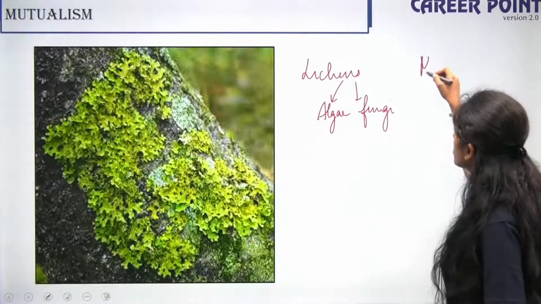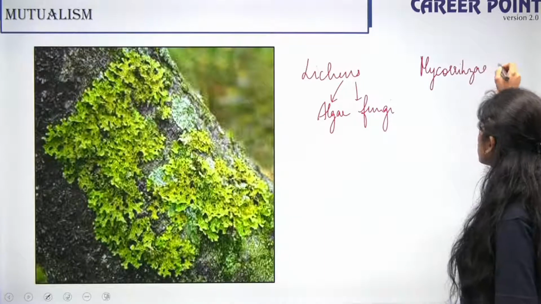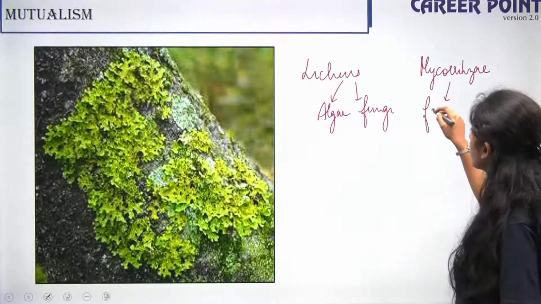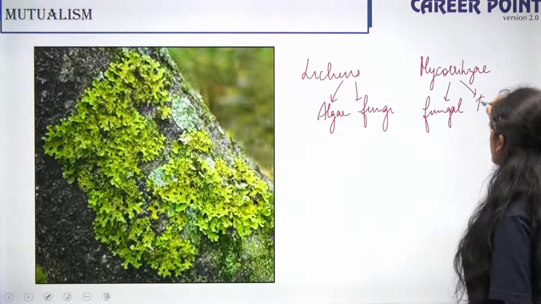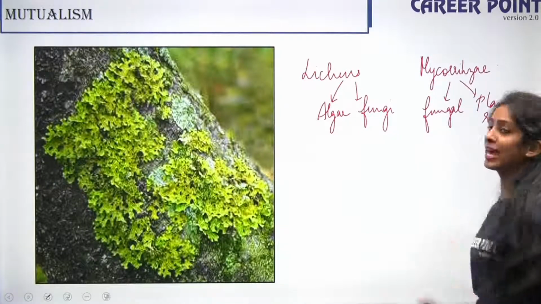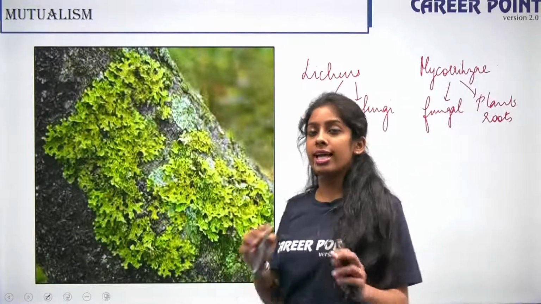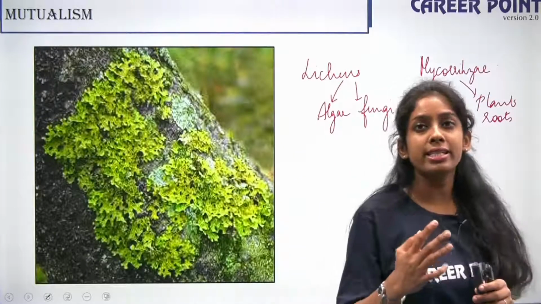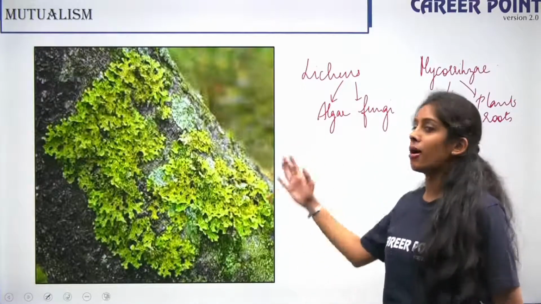The other one is mycorrhiza. Yes, so in mycorrhizae, what happens? This is the symbiotic association between your fungi and your higher plant roots, right? So what is the mechanism here? Your fungi helps in the absorption of certain minerals from the soil, okay? The fungi absorb certain minerals and give them to the plant. The plant in turn supplies the fungi with some kind of nutrition, right? So that is about mutualism.